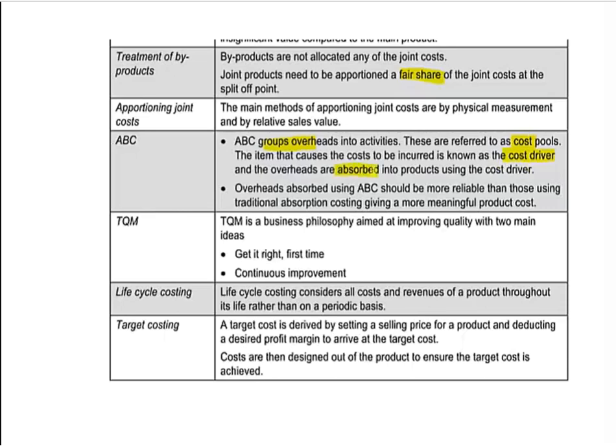And then we're going to work out multiple overhead absorption rates to get those fixed overheads into the units of production. The idea is then that it's going to be more reliable than traditional absorption costing because we're thinking about what causes the individual cost rather than using a single rate. Next we saw TQM.